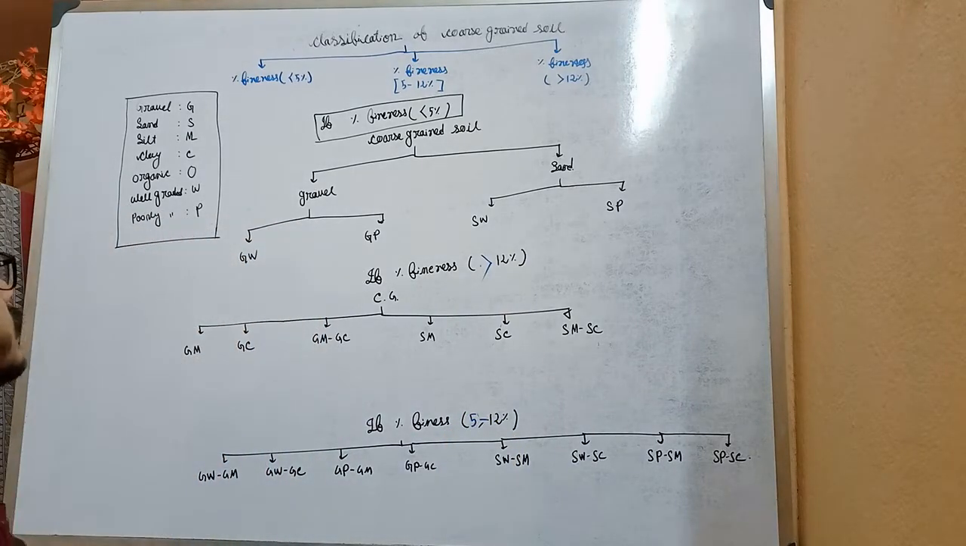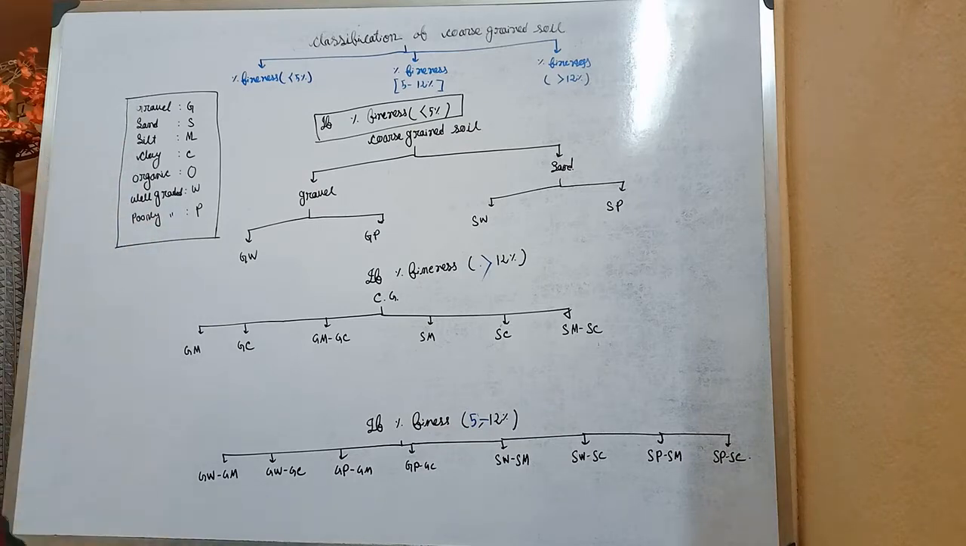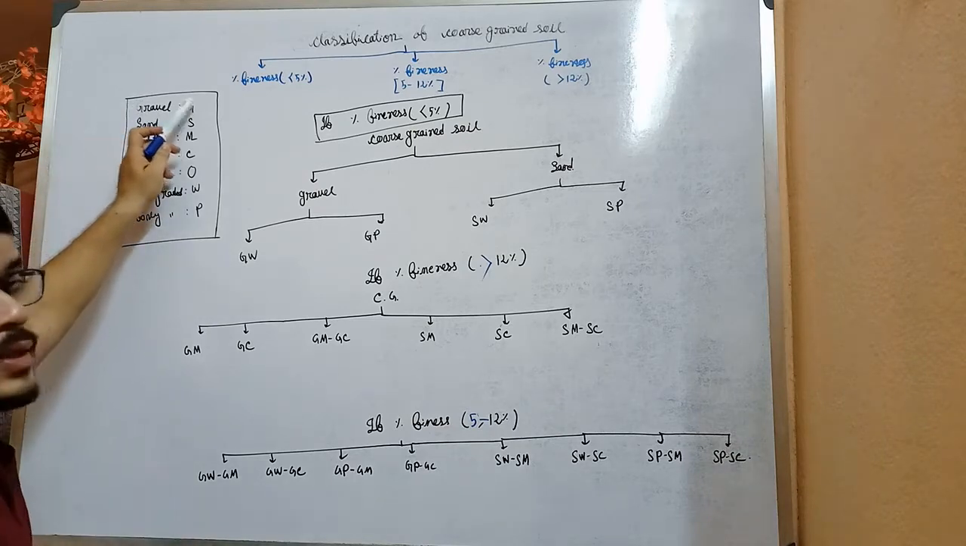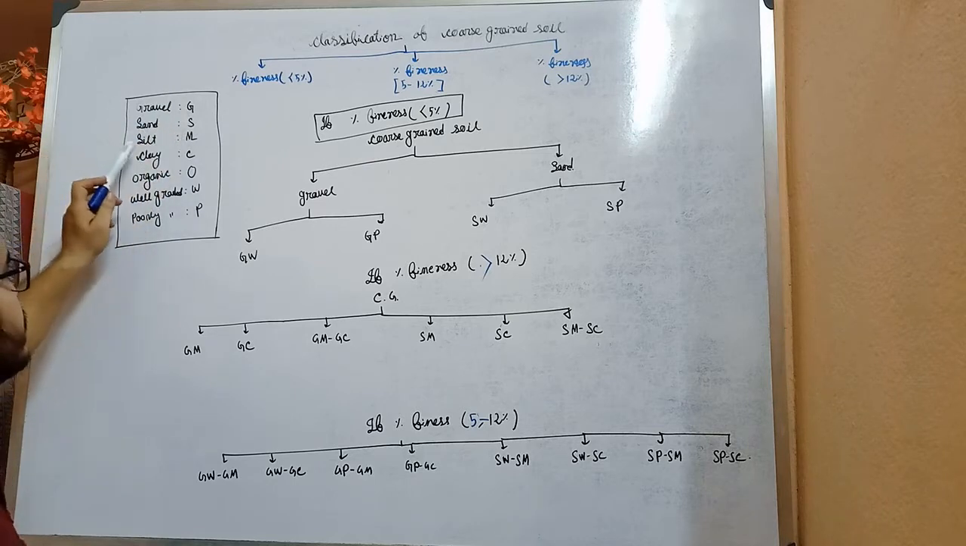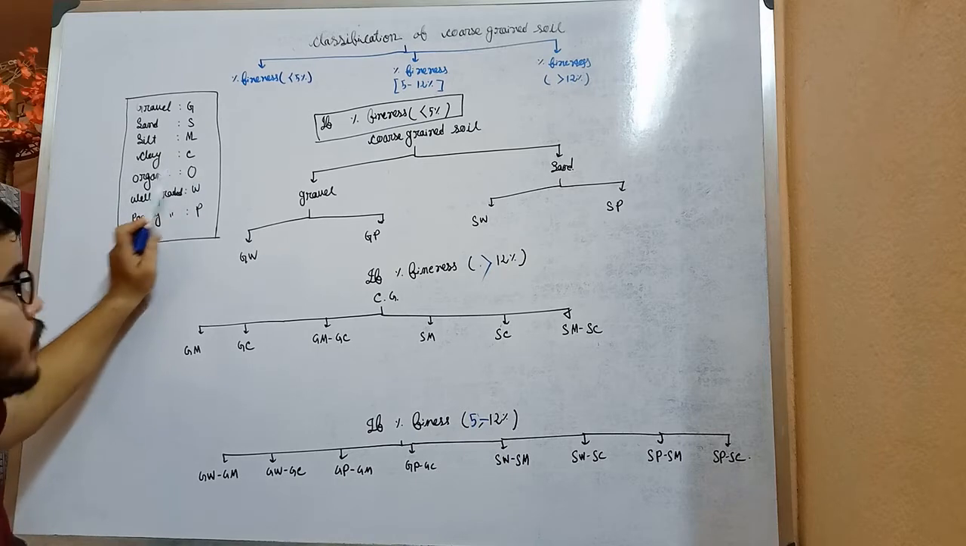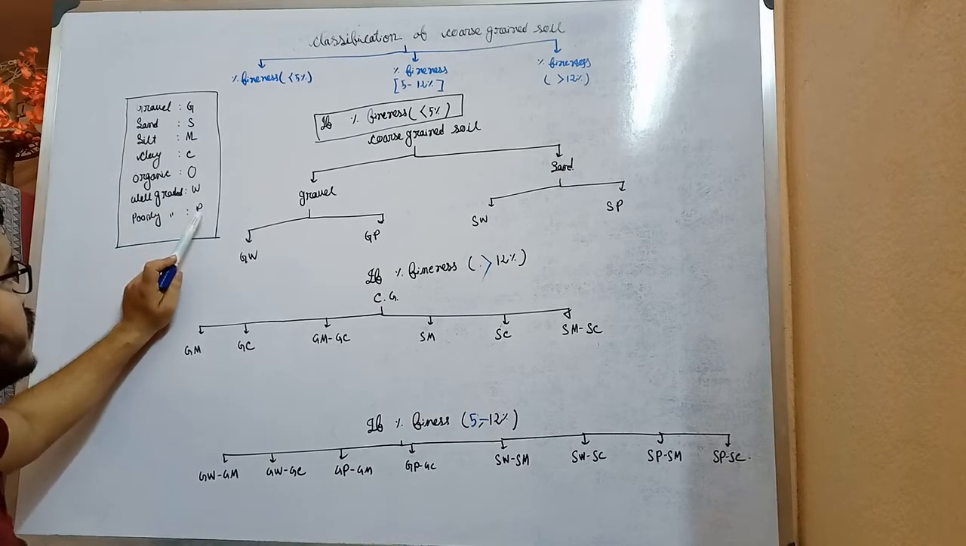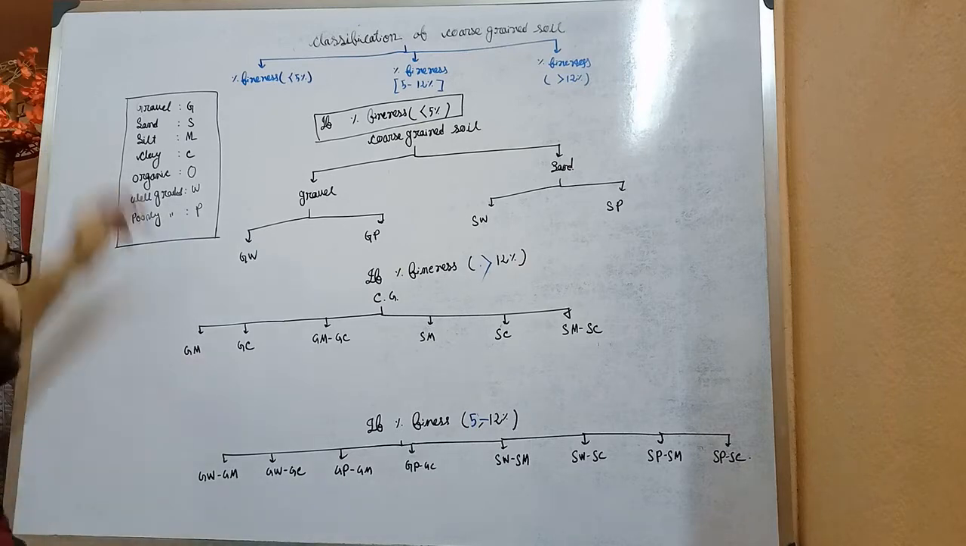Now write this down, the notation of how we will call them: gravel in short term G, sand S, silt M, clay C, organic soil O, well graded soil W, poorly graded soil P. Okay, write the note.